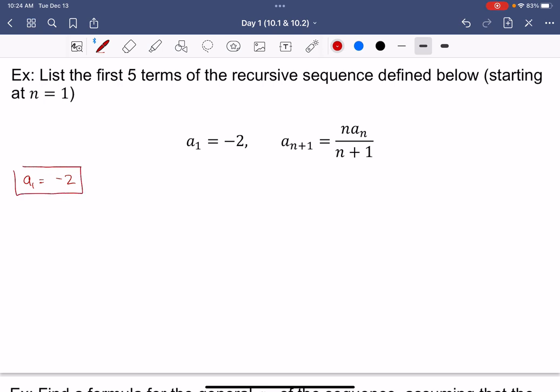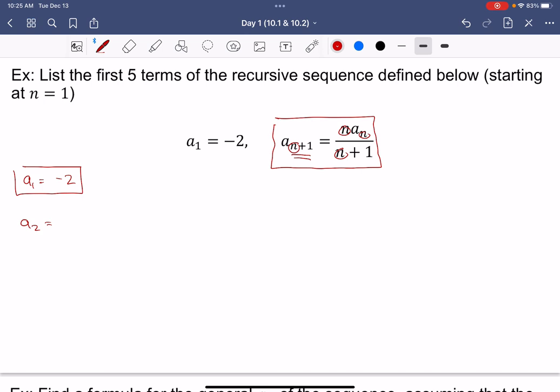Where you have to now be careful is that when you go to find your next term, which is a sub 2, I did not give you a sub 2, but we did give you an expression to help us find that. What you will notice is that you're trying to make the subscript of this particular a be a 2. That's only going to happen if that n value is a 1, because 1 plus 1 would be 2. But if that n's going to be a 1, then every n in the other side of the expression has to also be a 1.